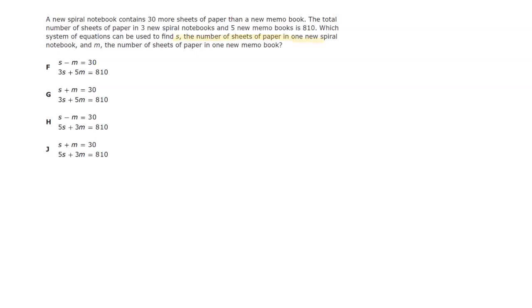And so it says that S represents the number of sheets of paper in one new spiral notebook, while M represents the number of sheets of paper in one new memo book. And so looking back at that first sentence, this says that a new spiral notebook contains 30 more sheets of paper than a new memo book. If we wanted to write that as an equation, we would say that the number of sheets of paper in one new spiral notebook, which is represented by S, is 30 more sheets of paper than a new memo book.